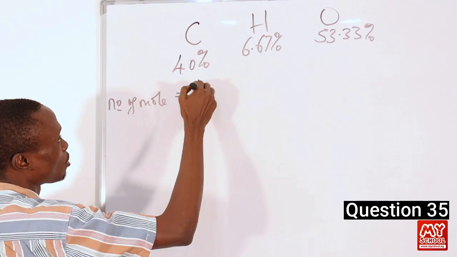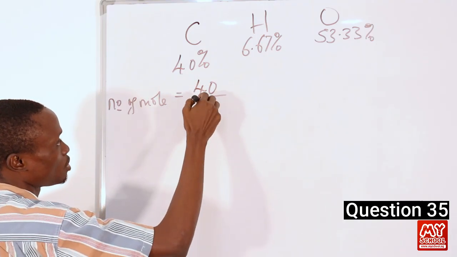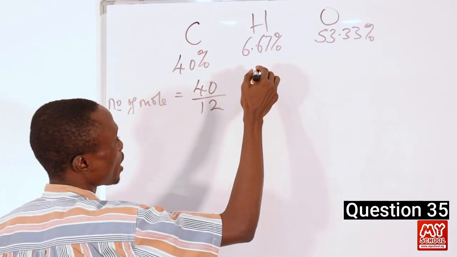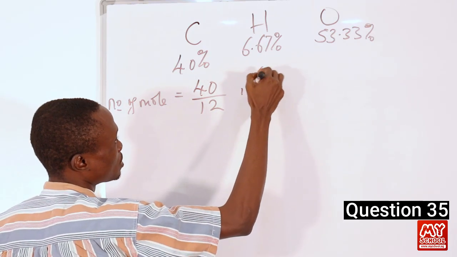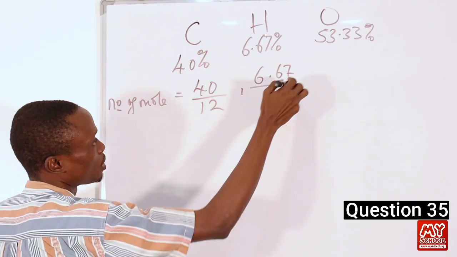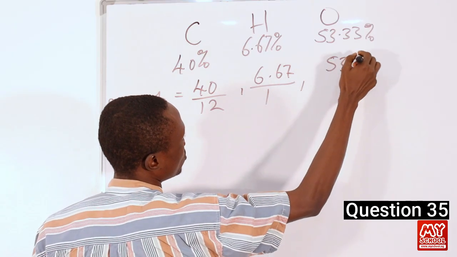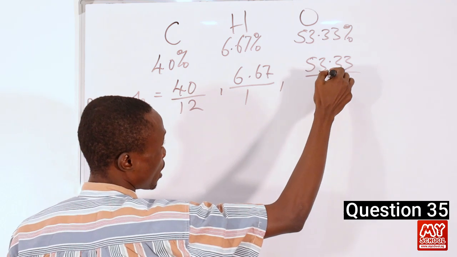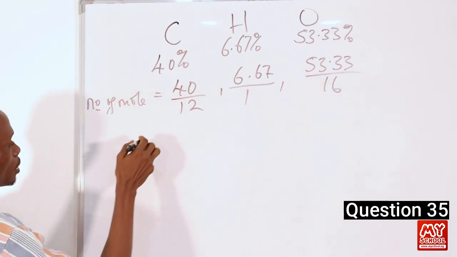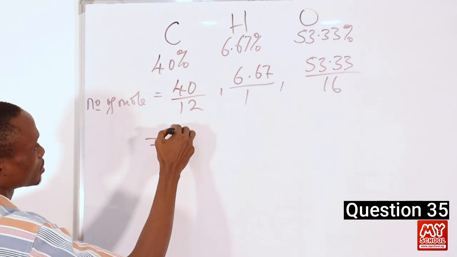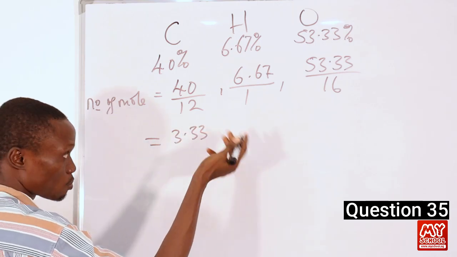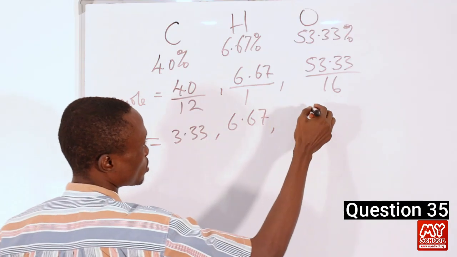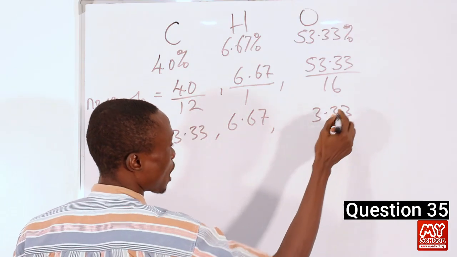So for carbon, 40, we are going to be dividing by 12 because the atomic mass of carbon is 12, while for hydrogen it is 1. So we are going to be dividing 6.67 by 1. Then for oxygen it is 16, so we are going to be dividing 53.33 by 16. So this will give us 3.33 approximately. This will give us 6.67, and this will also give us 3.33 approximately.